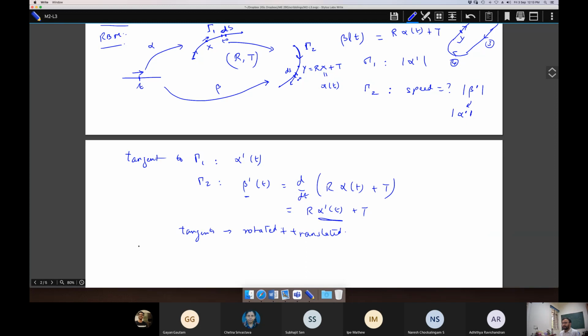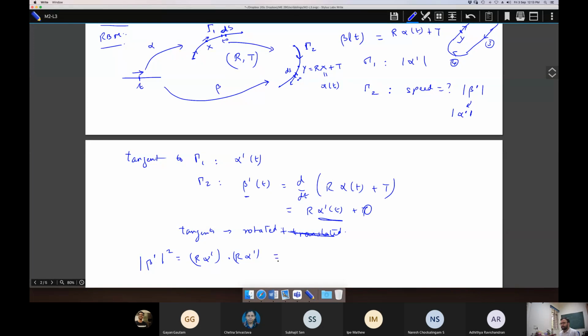Gayan, how about the length of beta prime? So the translation term, if we differentiate, will go to 0, right, sir? Yeah, correct. Just rotate. The beta prime will be same. Let's do it. So how much is the length of beta prime? R alpha prime dot R alpha prime, correct?